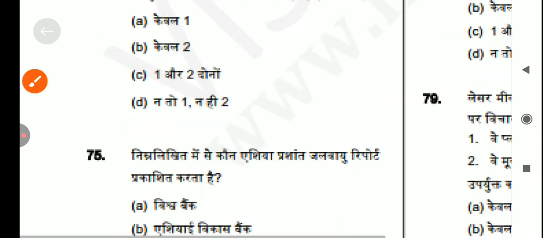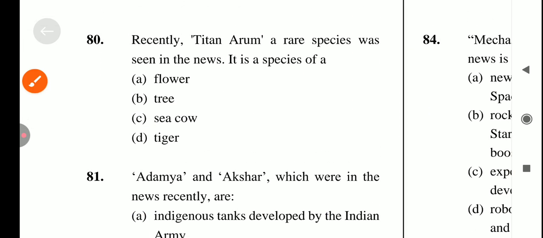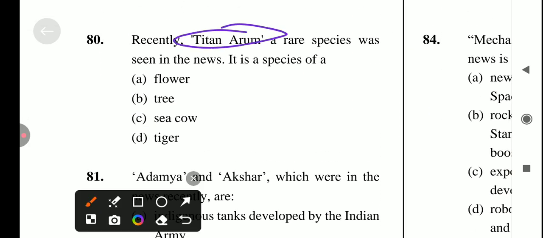Let's come to the next question, which is: recently the Titan arum, a rare species, was seen in the news. It is a species of what? Is it a flower, tree, sea cow, or tiger? It's a flower. So the answer is option A. Titan arum is a flower.